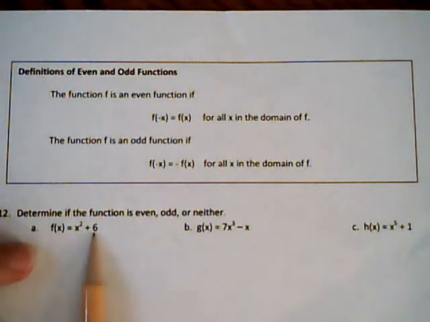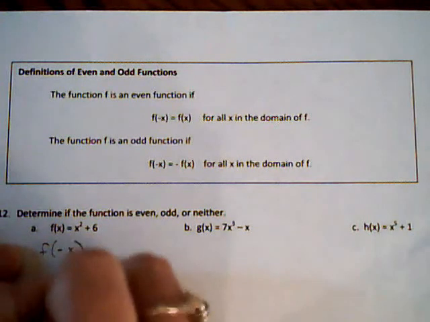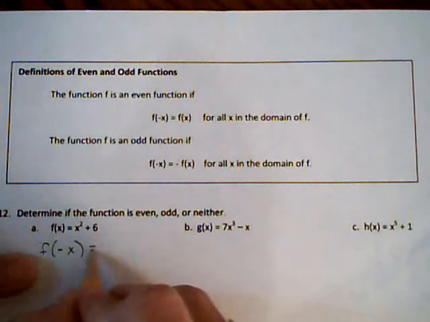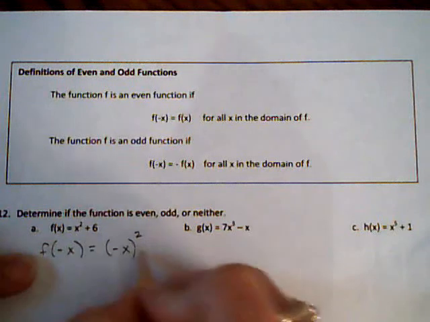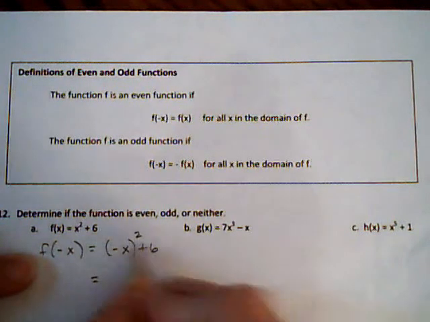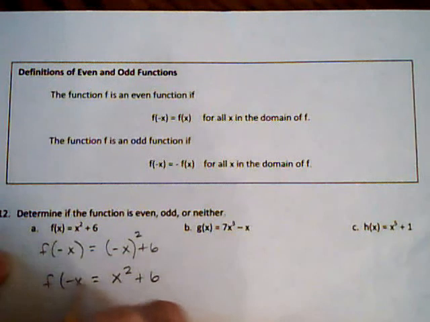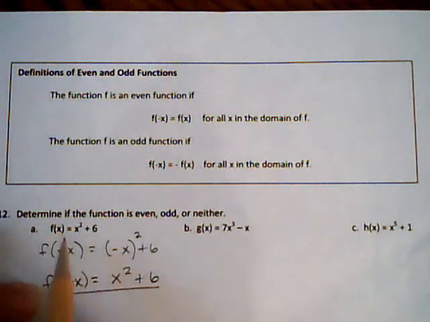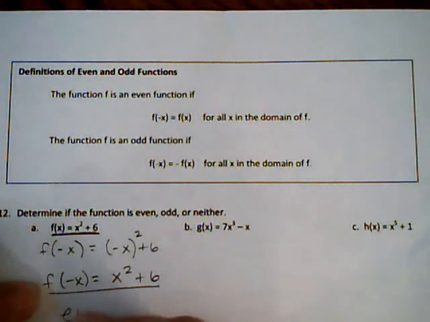So here's your example. You're given a function. I'm going to determine whether it's even or odd by substituting in -x. When I plug in -x here, I would get (-x) squared plus 6. That would be positive x squared plus 6. So f at negative x equals the same function as f of x. When this occurs, it means that you have an even function.